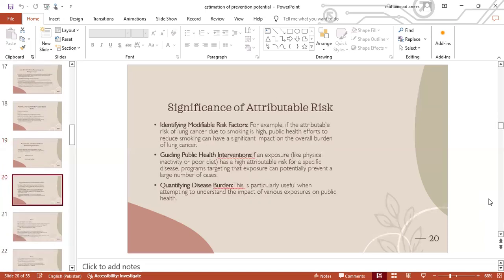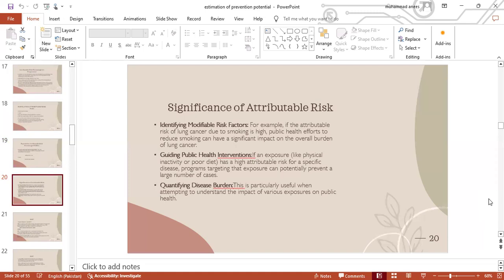Now, what is the significance of this attributable risk? Number one is identifying the modifiable risk factors. For example, if the attributable risk of lung cancer due to smoking is high, public health efforts to reduce smoking can have a significant impact on the overall burden of lung cancer, guiding public health interventions.